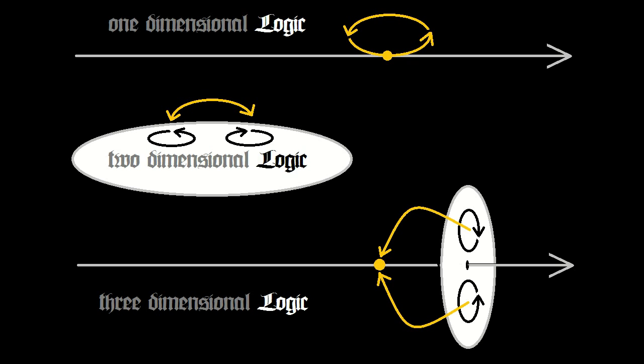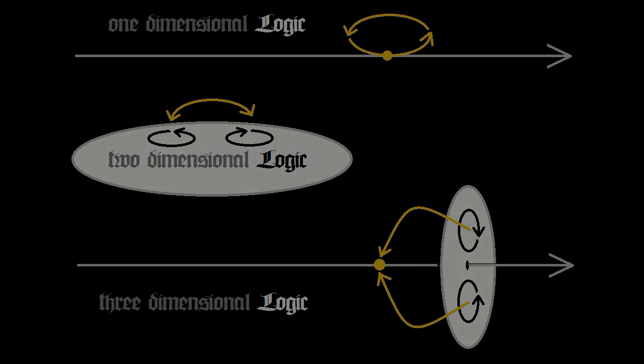Three logic uses an unchangeable standard as a referent. Thus, state A is compared to state B by their respective difference from the unchanged standard, which is neither A nor B. Three logic is the definition of scientific methodology.